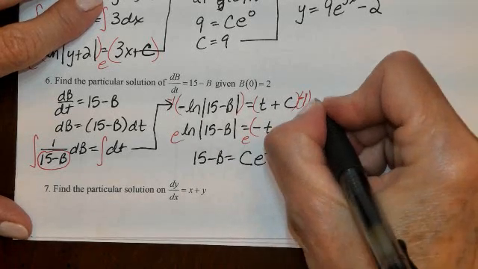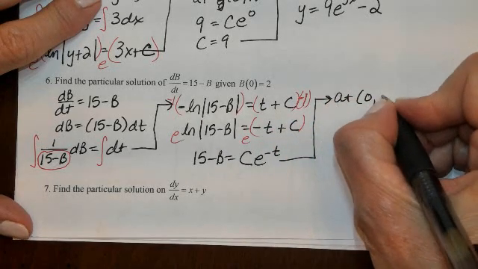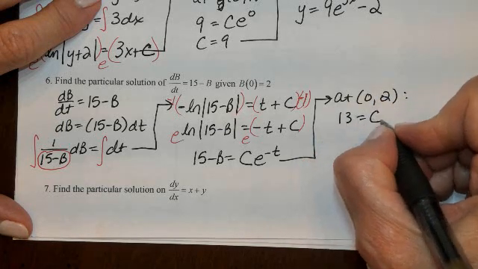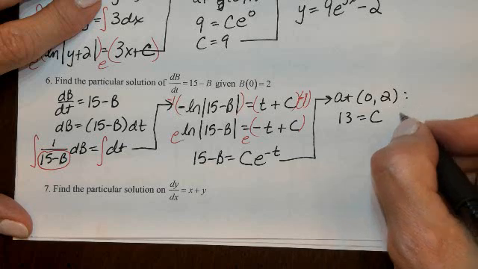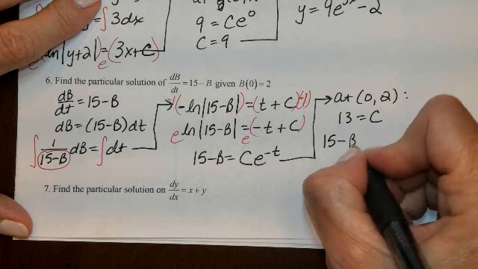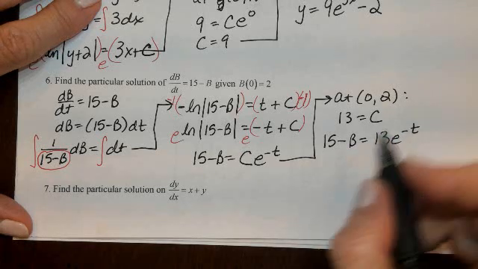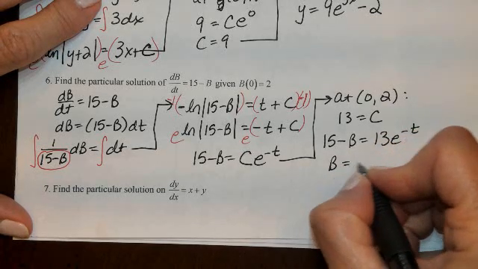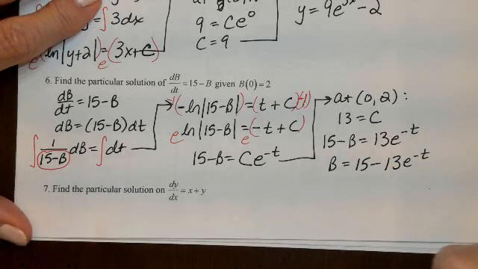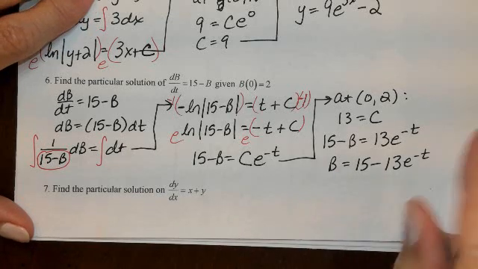Now we plug in the point. At the point (0, 2), we have 13 equals c e to the 0. So c is 13. So 15 minus b is 13e to the -t. Solve for b. b is 15 minus 13e to the -t. Particular solution.